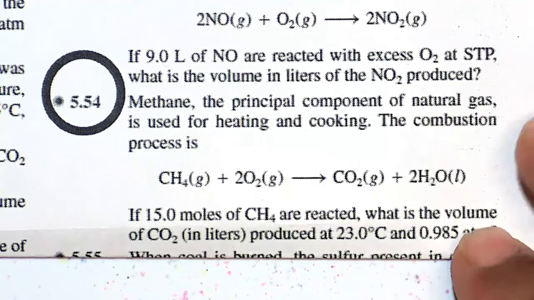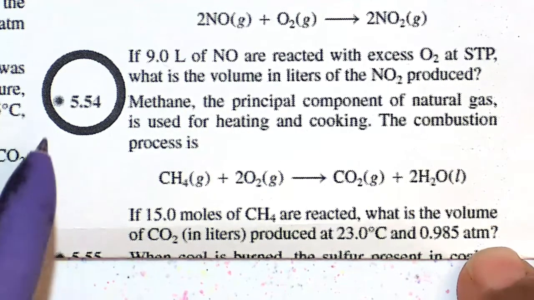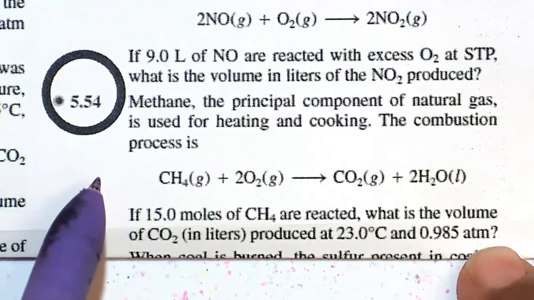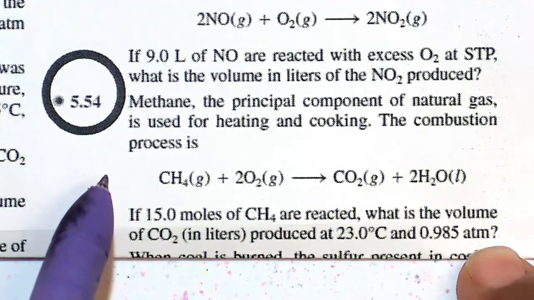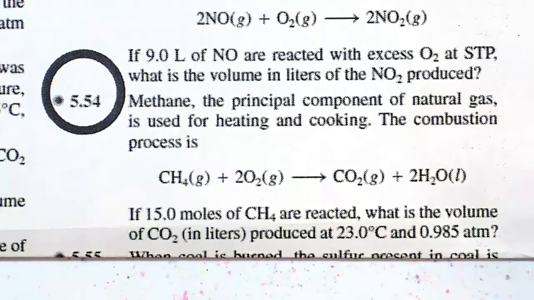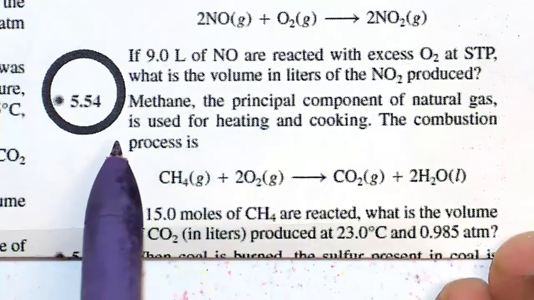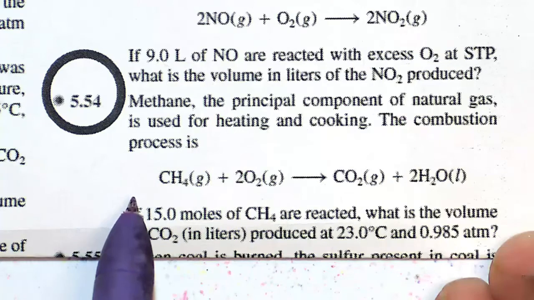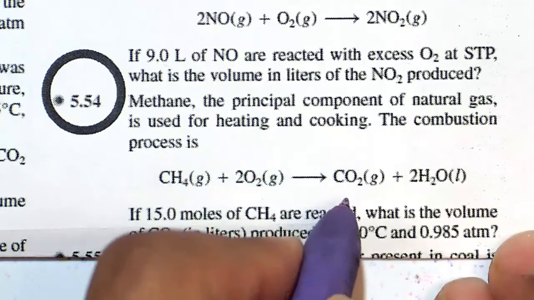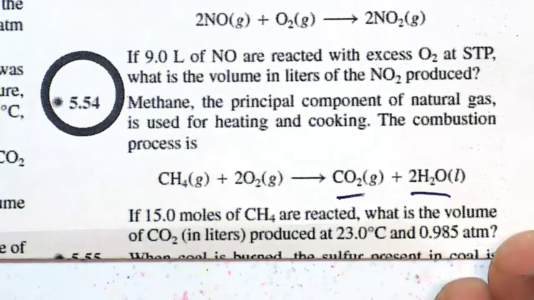So in this specific problem, we balance the chemical equation, we do some stoichiometry, and then we use gas laws in order to answer the question. So truly multidisciplinary: gas law, stoichiometry, and some equation here. Methane, the principal component of gas, is used for heating and cooking. Anytime you have a combustion process, you yield CO2 and water.